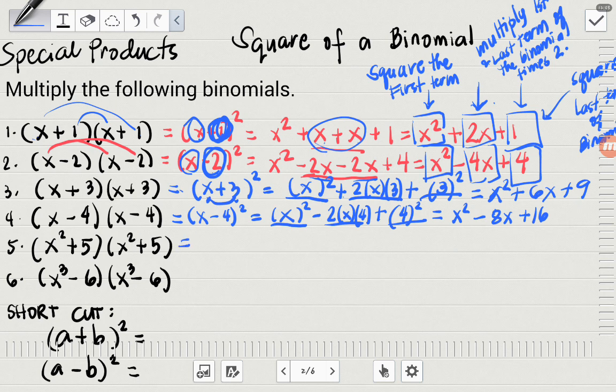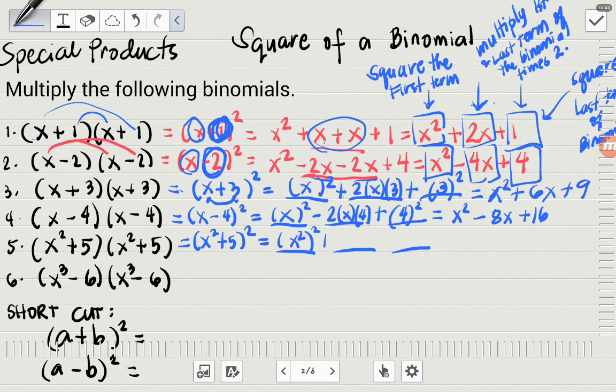Sige, next. So, x square plus 5 times x square plus 5. So, mapapansin nyo, parehas lang yung dalawang multiply. So, that's square of x square plus 5. So, again, alam natin na may tatlong term tayo sa ating sagot, sa final answer. Ang first term, para makuha, square the first term. Ang first term natin dito ay x square.